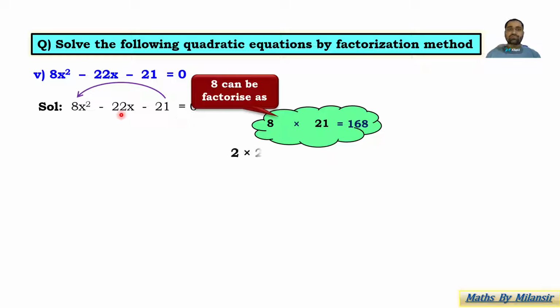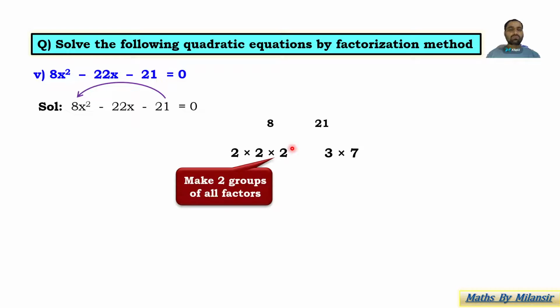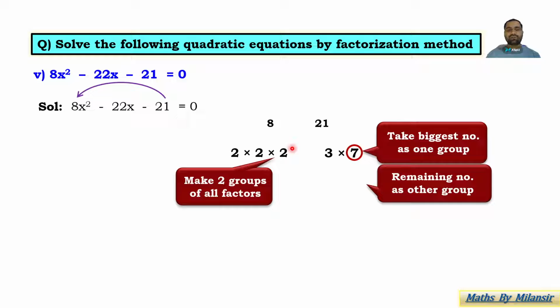So 168. Again, you can write 8 as 2 into 2 into 2. And now 21 is what? 21 is 3 7s are 21. Okay. Now let us try to combine the numbers. Make two groups. So take the biggest number as one group. The biggest number is 7. So take 7 as one group and try to multiply the other numbers.